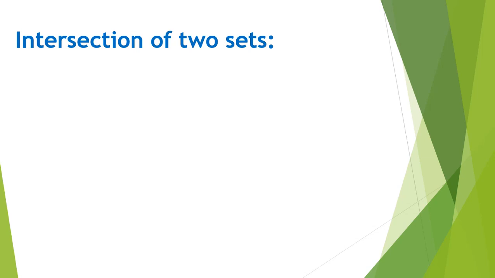We are going to our next operation, and that is intersection of two sets. Now what does intersection mean? You have learned it in your geometry, point of intersection. What does point of intersection mean? It means the point in which two lines meet with each other. Am I right? Yes, that is called point of intersection, where two lines meet with each other.